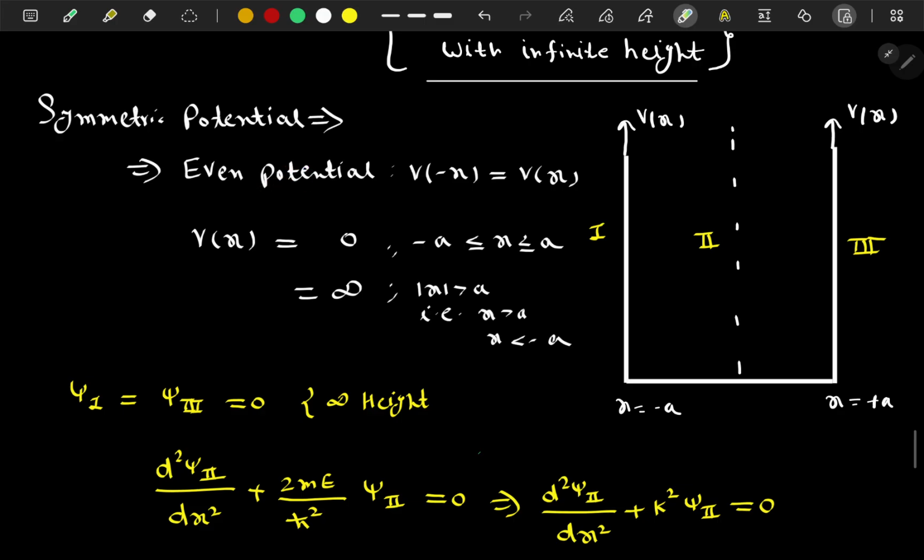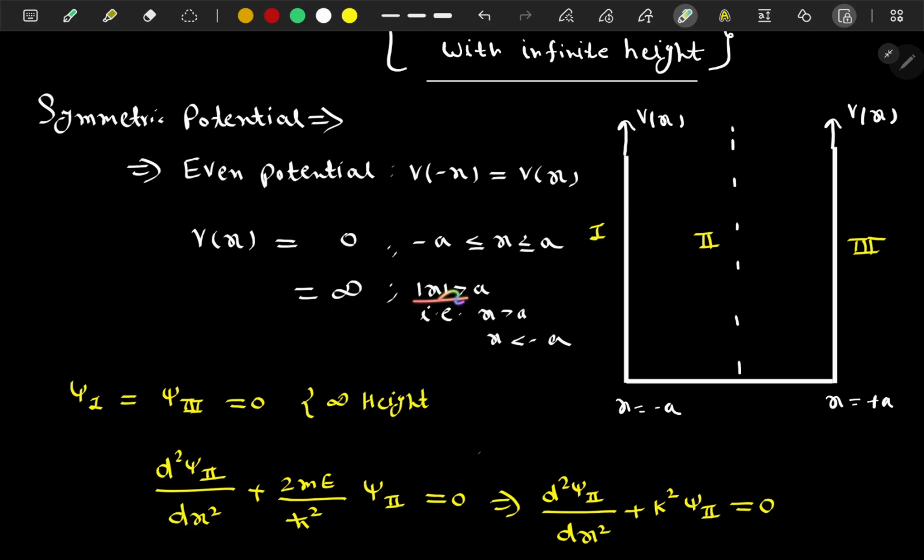Symmetric potential, what does it mean? It means we have an even potential, V of minus x will be equal to V of plus x. Very simple, you know this all. So V of x equals 0 inside the box from minus a to plus a, and when mod of x is greater than a, that is at the walls, the potential is infinite.